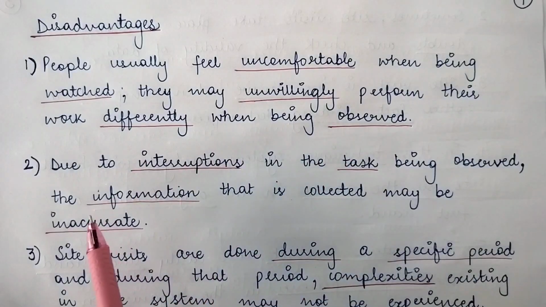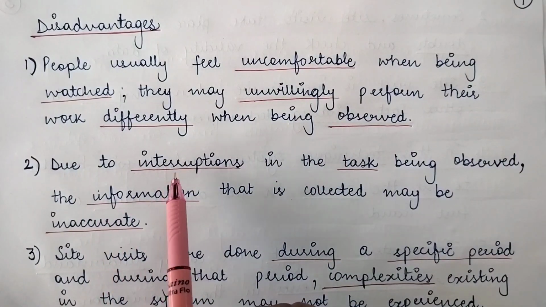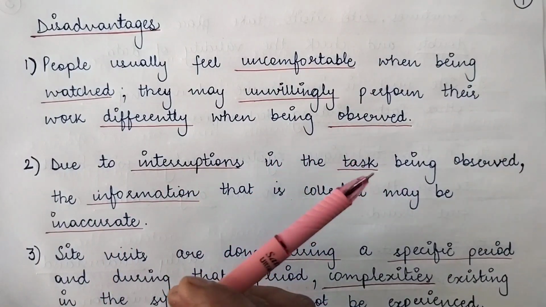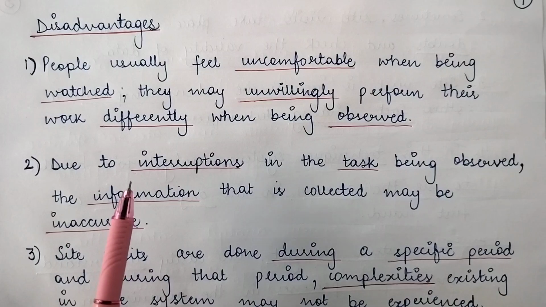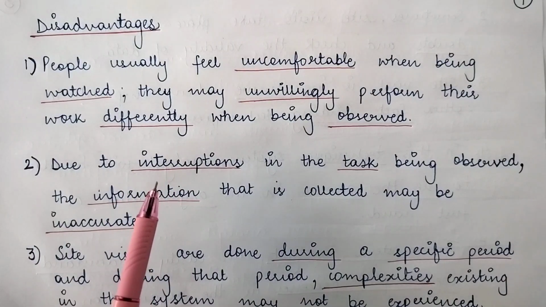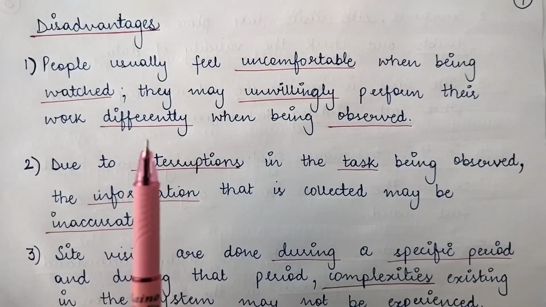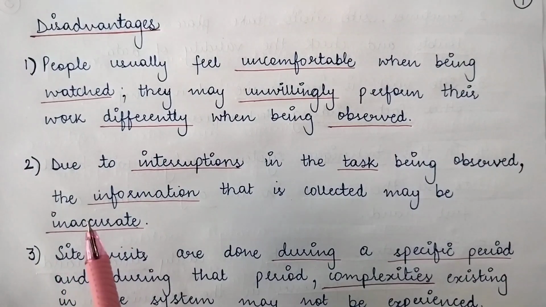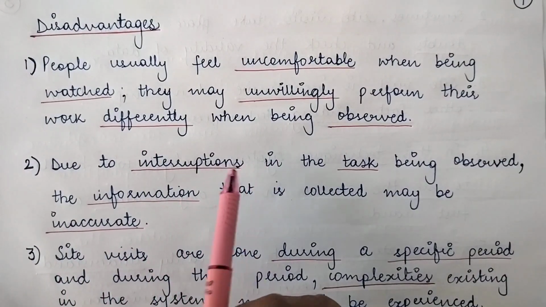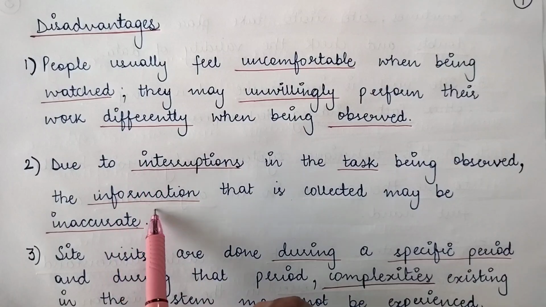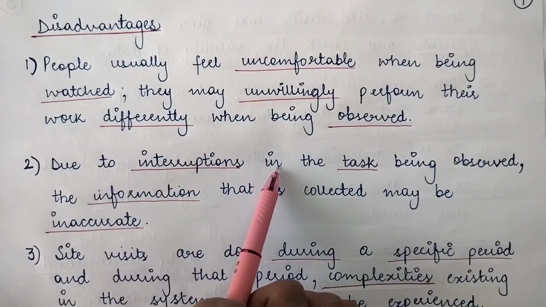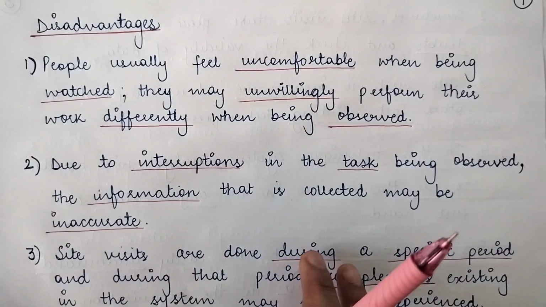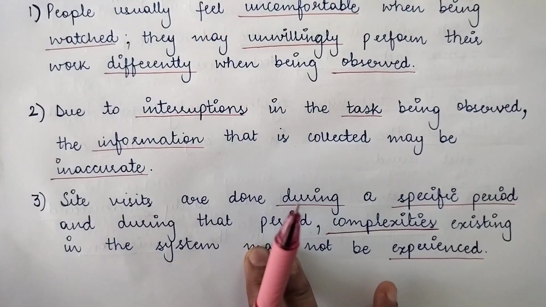The second disadvantage is that due to interruption in the task being observed, the information that is collected may be inaccurate. See, you are interrupting while you are doing site visits. You may go to the person, you may stand near the person who is doing the task, or at times you may even ask certain questions. So that is a sort of interruption in the task that is being observed. So there is a possibility that when you are interrupting the regular day-to-day routine activities of the staff, the information that is collected may be inaccurate at times.